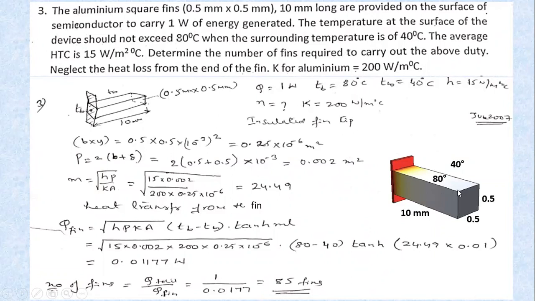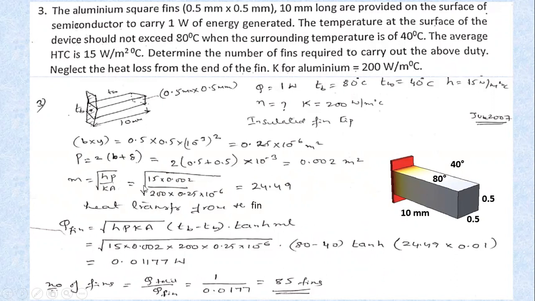Now, the first thing you have to do is, see these fins are provided, it's a short fin, if you just consider this. Since I have not shown it here, you can check it out. Get the value of m first. We have to find m, which is square root of hP by kA. The h value is given. Perimeter is nothing but the sum of the lengths of the four sides. That means 4a, or 2 times this plus this. Both are the same. 2 times (0.5 plus 0.5). This is in mm, so multiply by 10 to the power of minus 3 to get the perimeter.